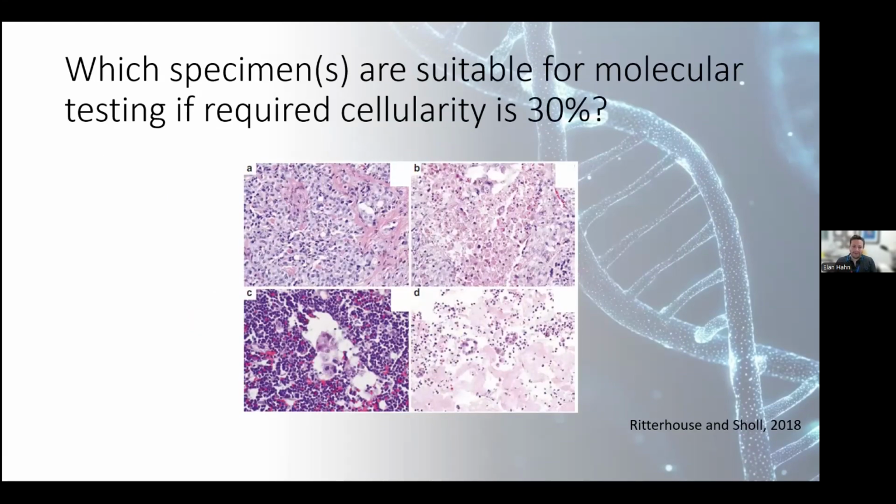So just to start off with a question, which specimen or specimens, there may be more than one correct answer, are suitable for molecular testing? And this is keeping in mind, let's say this hypothetical assay requires a tumor cellularity of 30%. I'll let some people answer in the chat. Okay, I'm seeing a lot of A's, some C's, some B's, but mostly A's.